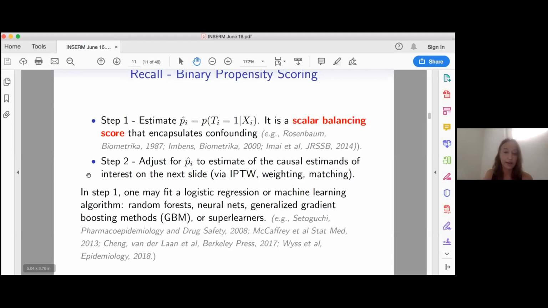I'm just going to add an aside here that we used to just fit a logistic regression in step 1, but you could fit anything in step 1 that gives you a balancing score. You could fit a machine learning algorithm. Okay, and there's been a lot of publications on using some machine learning algorithm or non-parametric regression in step 1. It doesn't have to be logistic regression. It can be anything.